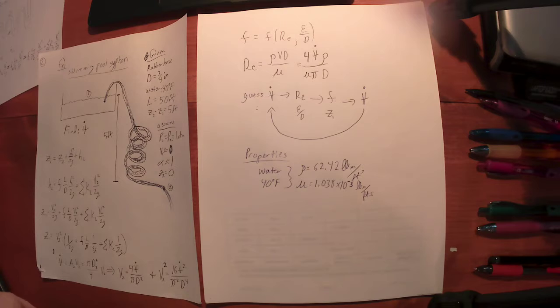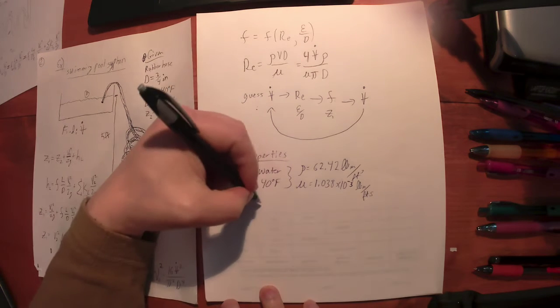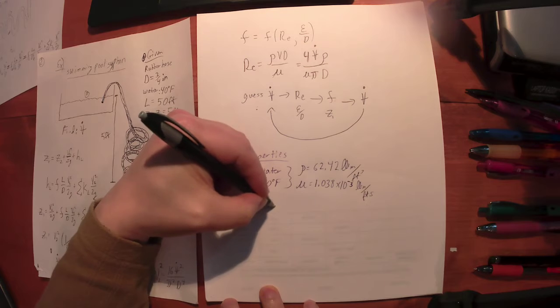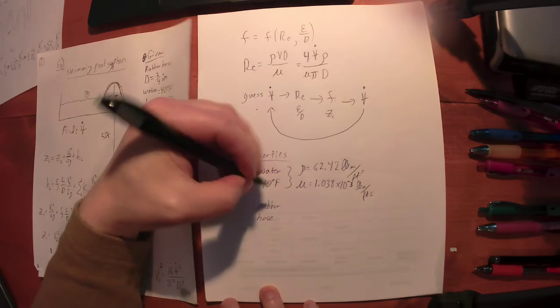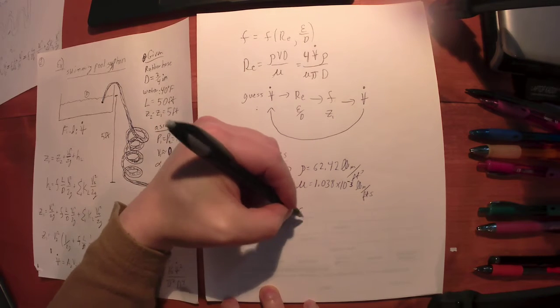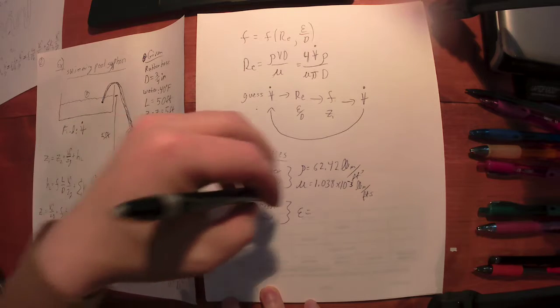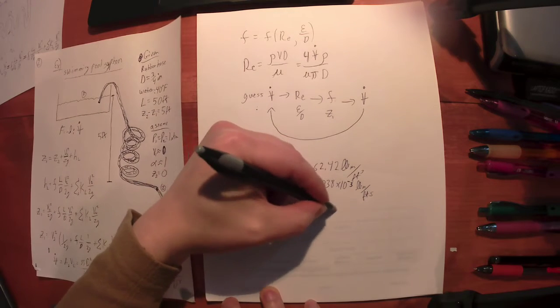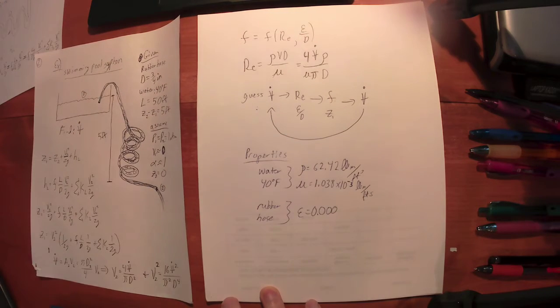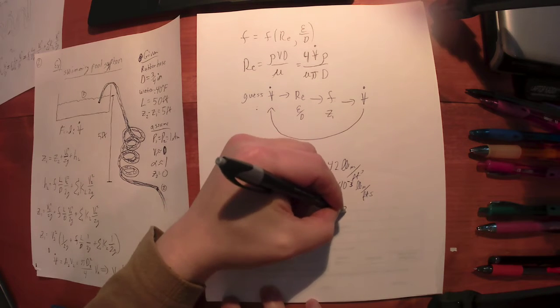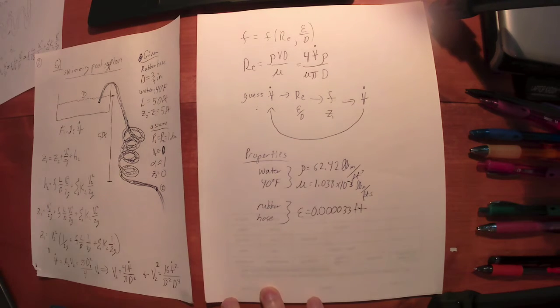Right? And the other thing we're going to need here is we're going to need epsilon for a rubber hose. So I have a rubber hose. I'm going to go find my epsilon value. And our text is suggesting the epsilon in English units for a rubber hose to be about 0.00, let's see, 4033 feet.